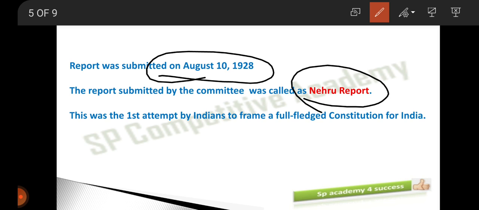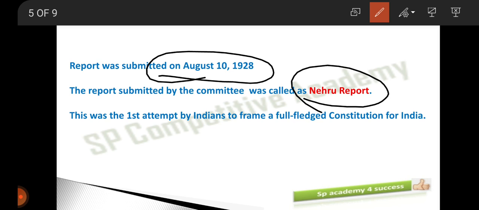So don't get confused in the options. Just check for Motilal Nehru. If Motilal Nehru is there, that is the right answer. It is not Jawaharlal Nehru ji. And when was the Nehru report submitted? The Nehru report was submitted on August 10th, 1928.